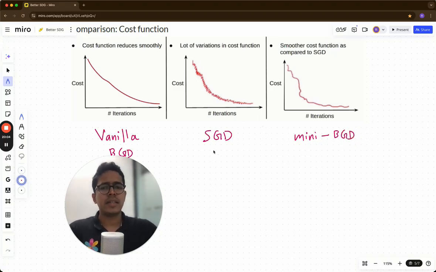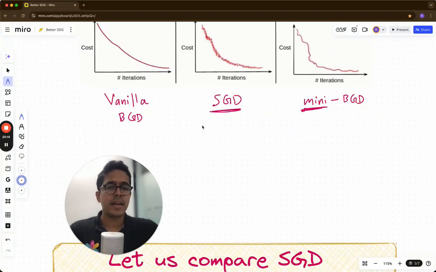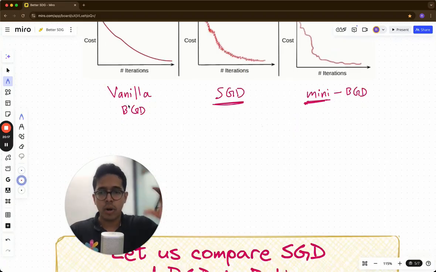Here, instead of just taking one random point like how stochastic gradient descent is implemented, you will be taking a subset of points for calculating the gradient. In vanilla gradient descent, you are taking all points to calculate the gradient. In stochastic gradient descent, you are taking one random point. In mini batch gradient descent, you are taking a subset.